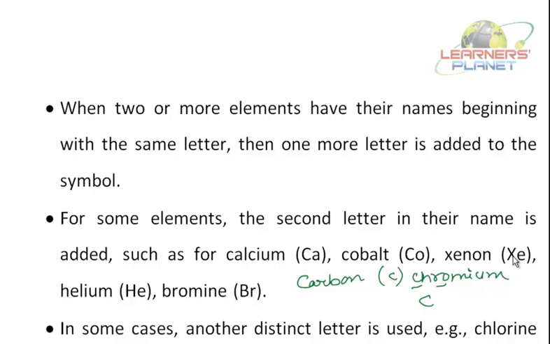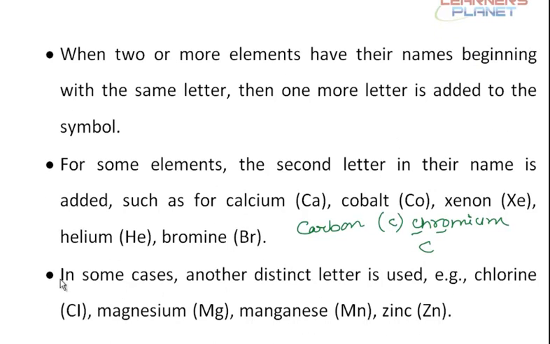Always remember, write the first letter capital and the second letter the lowercase letter. See, the first letter should be uppercase and the second letter should be lowercase. Now helium, it is beginning with He. So what will be its symbol? Uppercase H and lowercase e, He. Bromine, it is Br. Right?